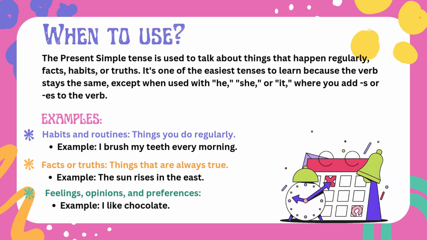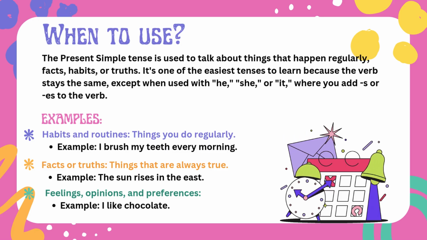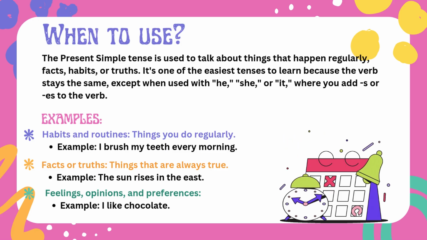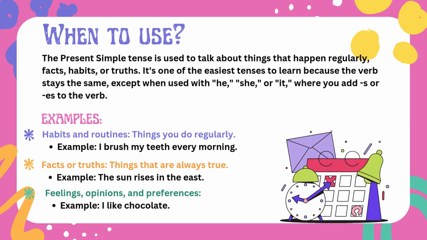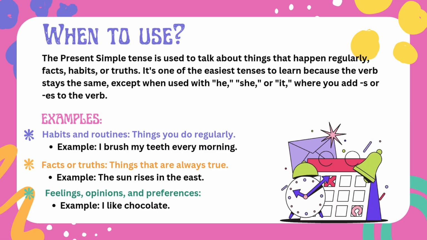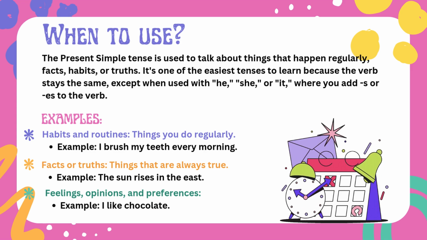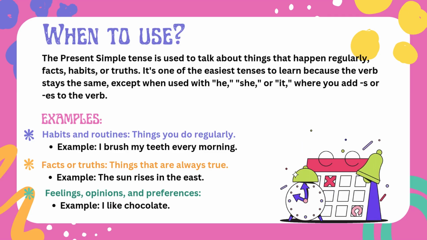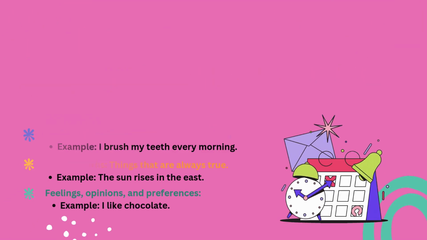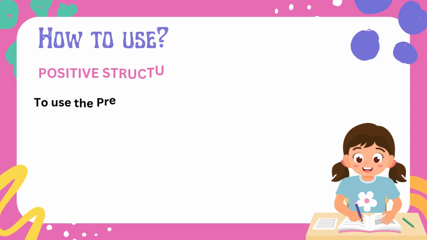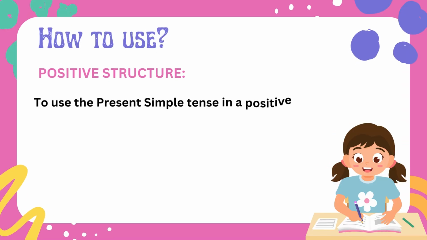For example, habits and routines, things you do regularly. I brush my teeth every morning. An example of a fact or truth, things that are always true. The sun rises in the east. An example of feelings, opinions, or preferences. I like chocolate. To use the present simple tense in a positive structure, follow the basic formula.